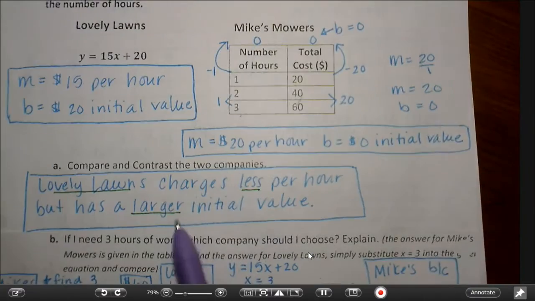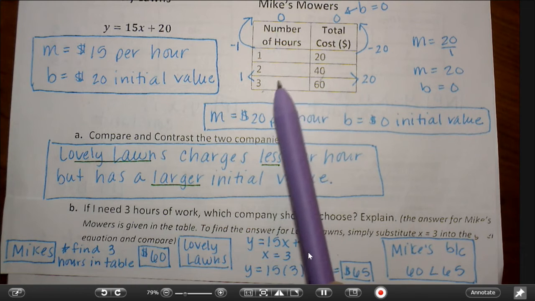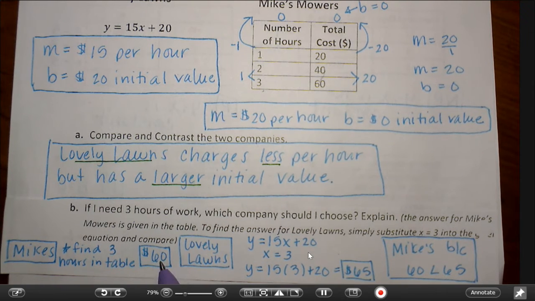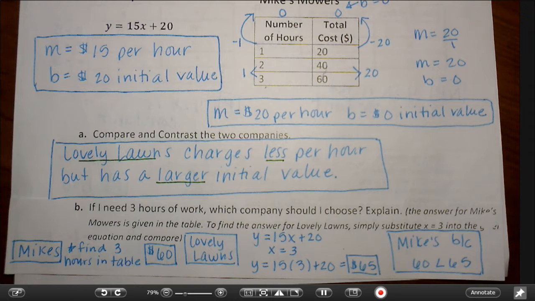Now, the 3 hours of work. Notice that for 3 hours of work, Mike's Mowers, you can find 3 hours in the table. 3 hours of work costs $60. So there is no math, you just use the table. Whereas Lovely Lawns, you have to use the equation, y equals 15x plus 20. You use x equals 3 for 3 hours of work, and then you do the math and get $65. And your answer is Mike's because 60 is less than 65. Remember, if I go too fast, just pause it.